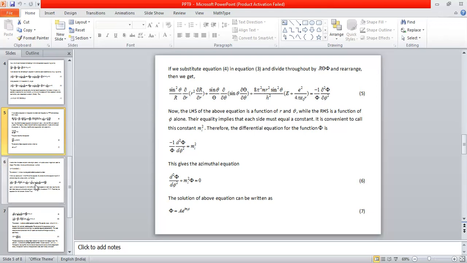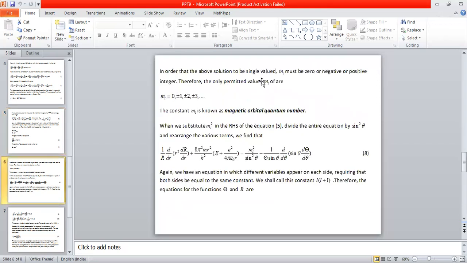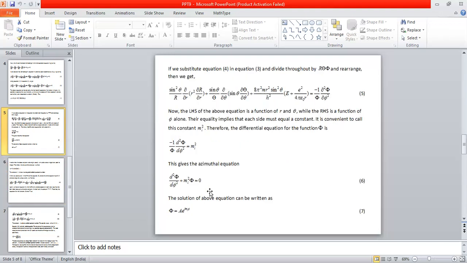So in order for the above equation to be single valued, I'm not discussing all the things in detail. This is something like equation 7. The solution 7 actually represents a periodic function. If this is a periodic function, then the general solution can become multiple valued, and we want to avoid multiple valued functions here. So we expect the function capital phi to be single valued.